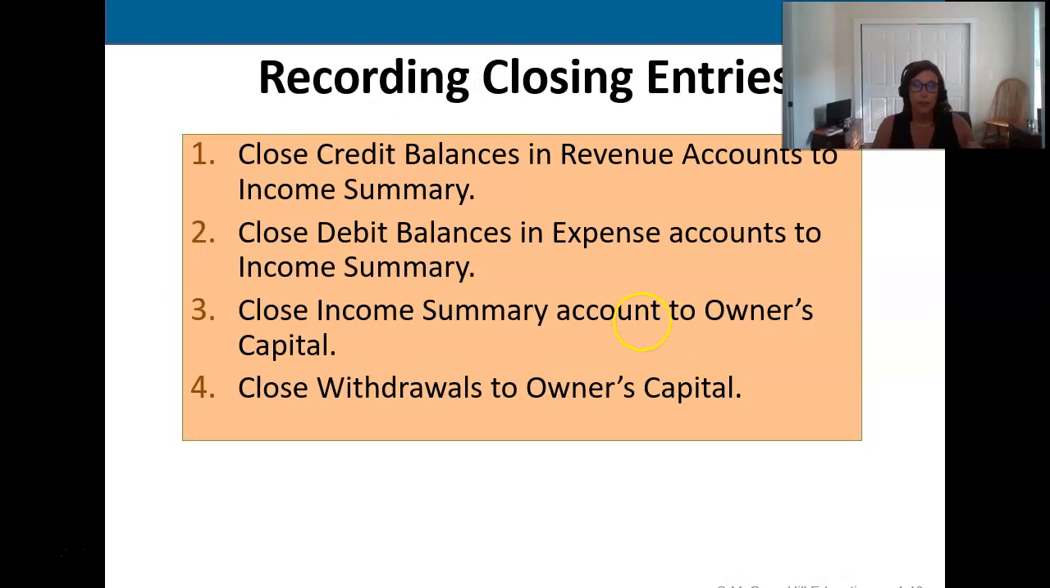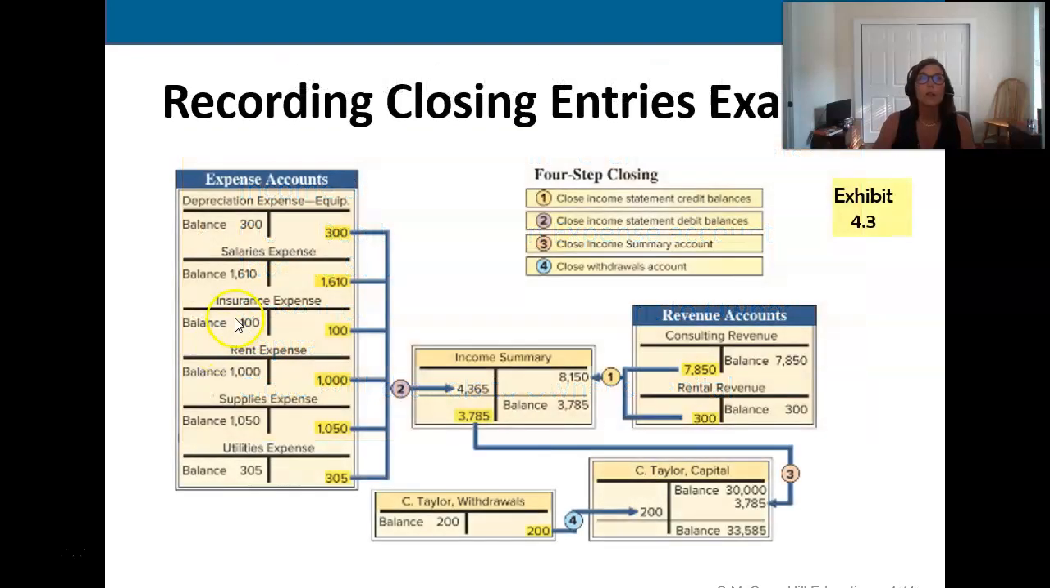So the first thing that we have to do is we are going to close our revenue accounts to the income summary account. And I'll show you this in a second, but we'll just talk through it first. You're going to close the revenue accounts to the income summary. Then you're going to close the expense accounts to the income summary. Then you're going to take the income summary account itself and close that into the owner's capital account, and then close the withdrawals also to the owner's capital. So let's see what that really looks like.